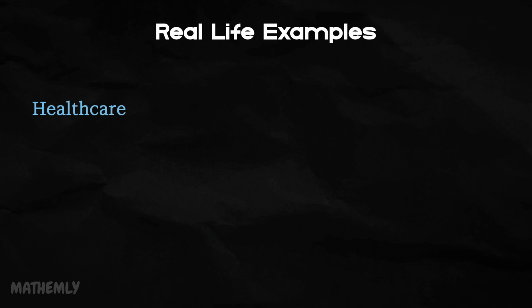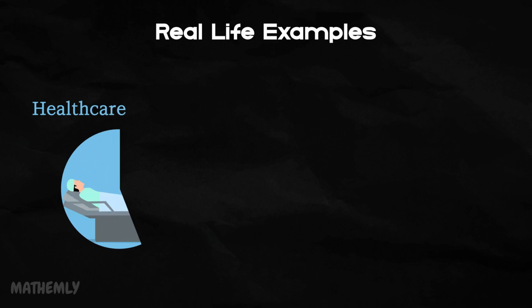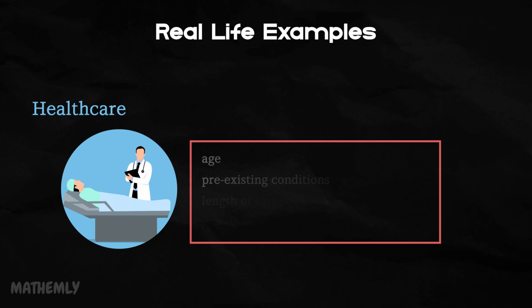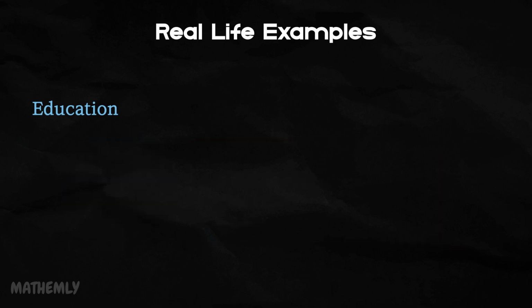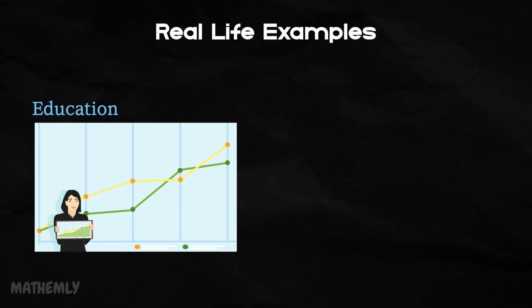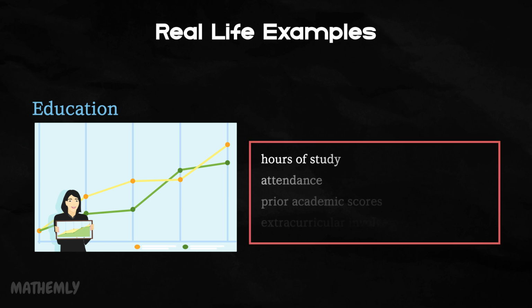Healthcare. Medical professionals use multiple linear regression to predict patient recovery time after surgery. Variables such as age, pre-existing conditions, length of surgery, and post-operative care are all analyzed together to estimate the recovery duration. This helps in tailoring patient care plans effectively. Education. Educators and administrators apply multiple linear regression to predict student performance in exams. Factors like hours of study, attendance, prior academic scores, and extracurricular involvement are evaluated to understand what impacts performance the most and to devise better teaching strategies.